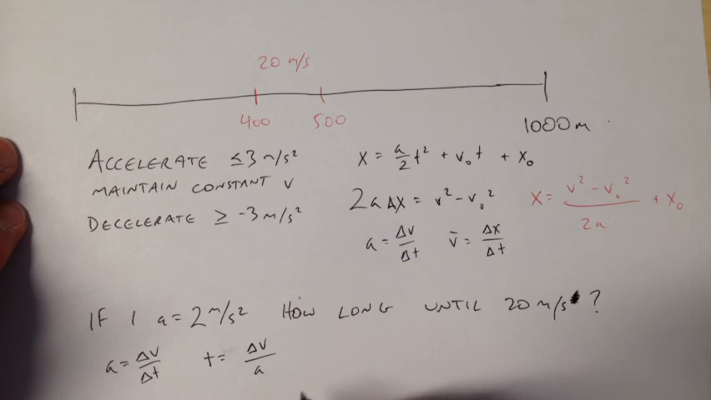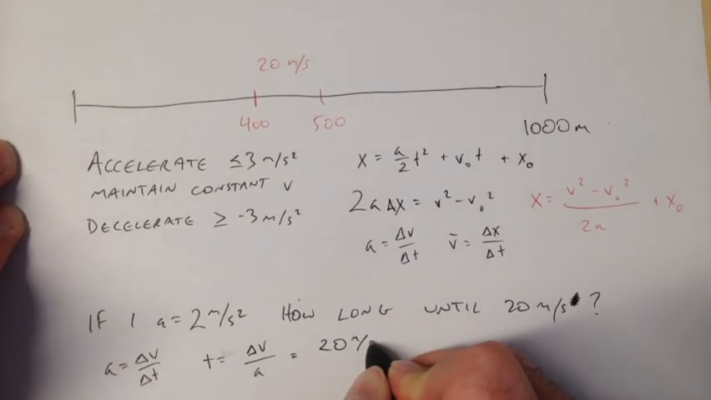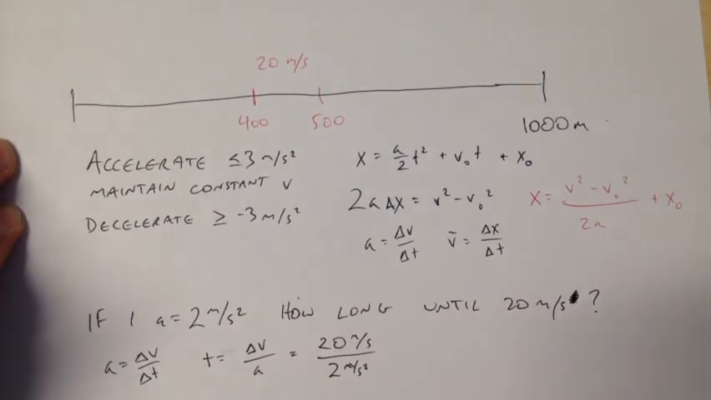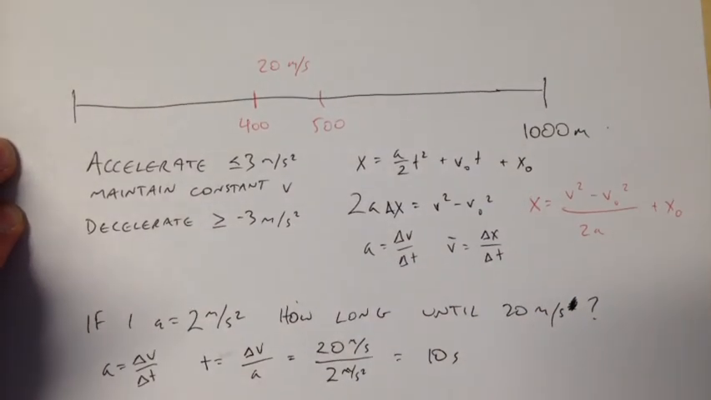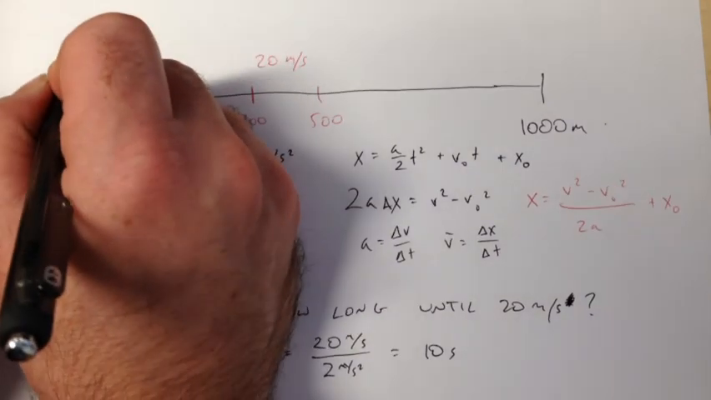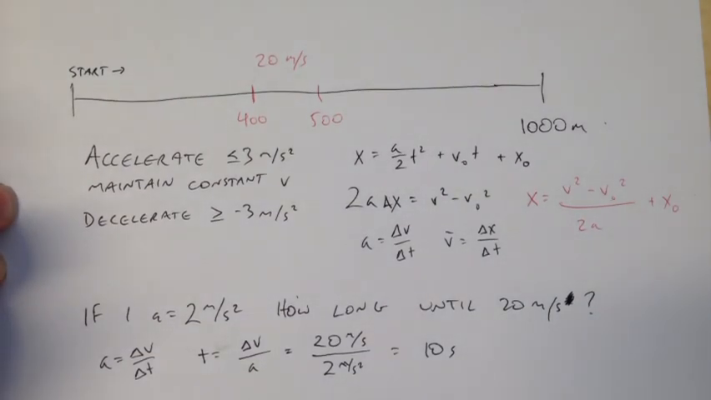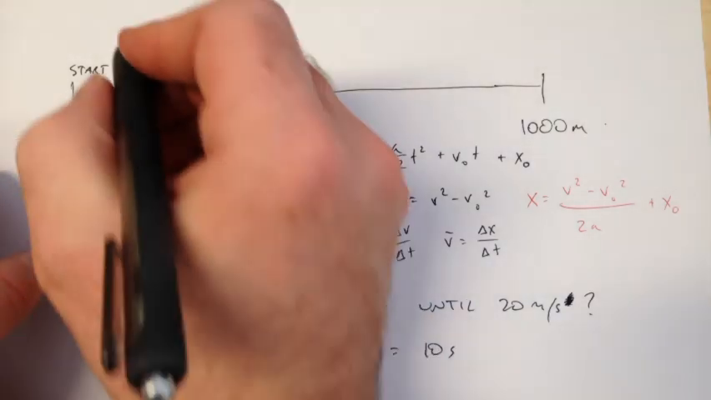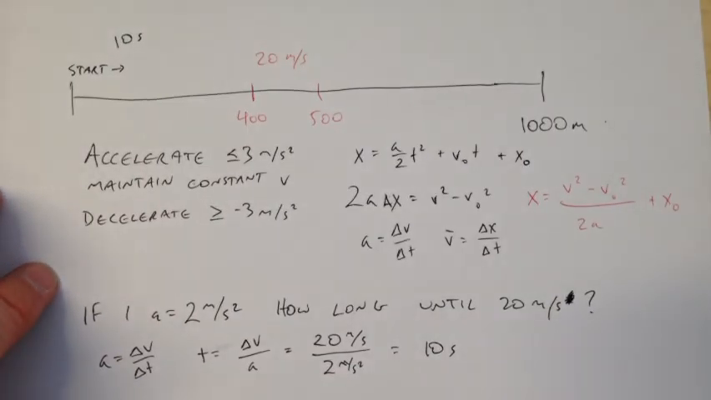Since that is what we're looking for, I'm trying to get up to 20 meters per second, and I'm doing it at 2 meters per second squared. That's 10 seconds. Okay, so just starting off, you speed up at an acceleration of 2 meters per second squared. 10 seconds later, we're at the speed limit.